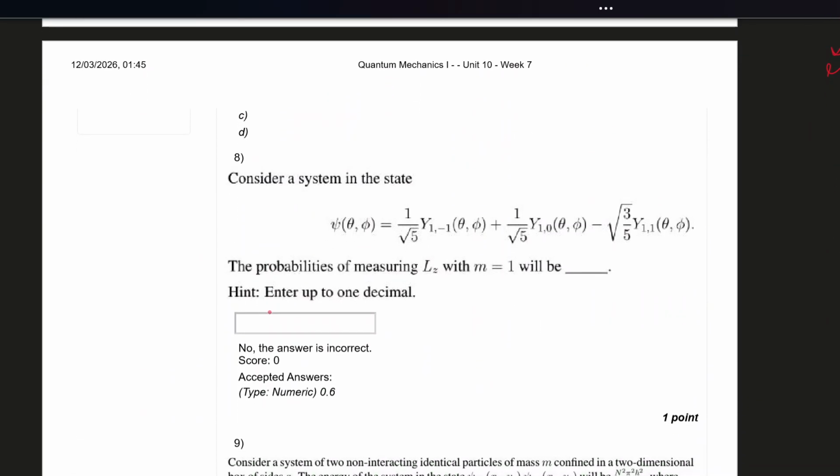So that is true. And question number 8 is, consider a system in the state psi theta phi equal to this y1 minus 1, y0 plus y11. So here this is a representation where this y subscript, these two numbers are basically y, l comma m. So the probability of measuring LZ with m equal to 1 will be how much? Out of this y l m, we have to find out where m equals 1. So for m equal to 1, you only have here y 1 comma 1.